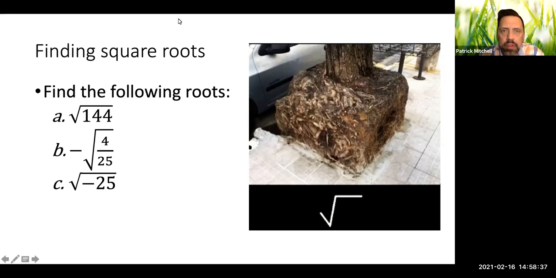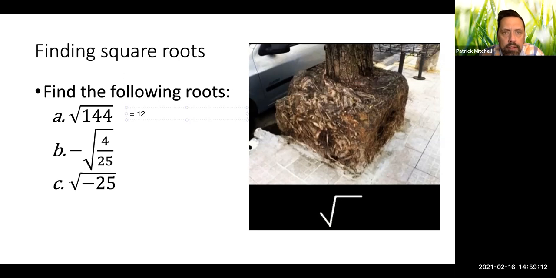All right, starting with the square root of 144. So remember what square root means. We're looking for a mystery number that when you square that number, you get the number that's given. In this case, we're looking for a number that when you multiply it by itself, you get 144. So that number is 12, right? That means that the square root of 144 is 12.